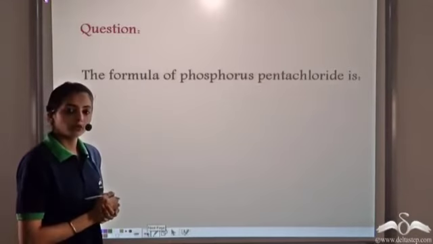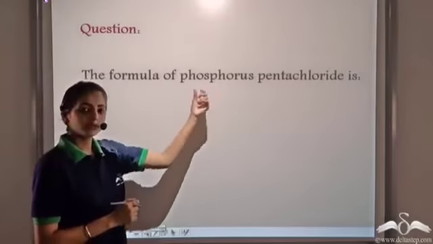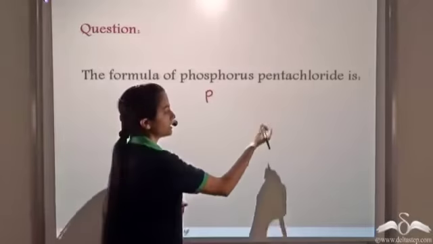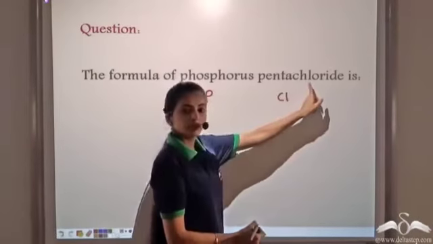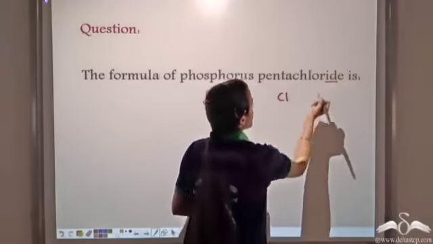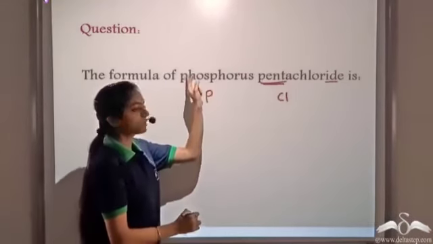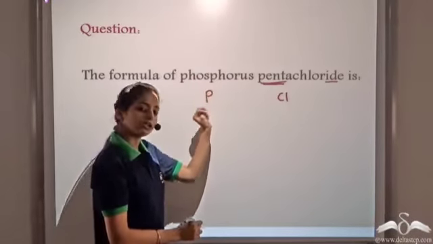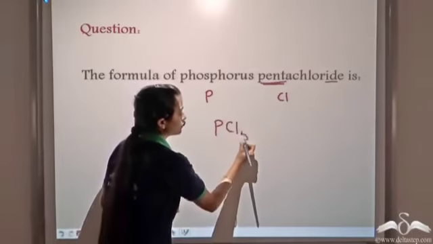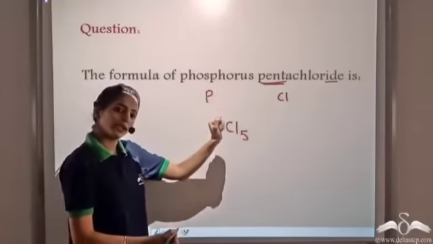So what do you think should be the formula of phosphorus pentachloride? The chemical symbol for phosphorus is P, and for chlorine it's Cl. We know that the element which is written second has the suffix "ide" added to it. And here penta shows that there are 5 atoms of chlorine. Since no prefix is used for phosphorus, this means we have 1 atom of phosphorus. So we have 1 atom of phosphorus and 5 atoms of chlorine. So this is the formula of phosphorus pentachloride.